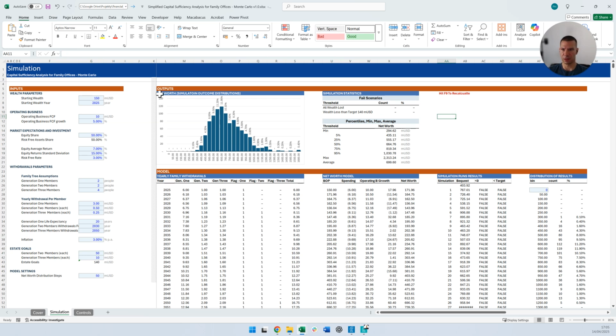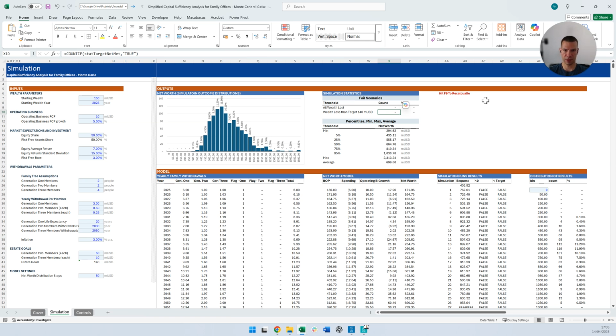You can see the main output being the distribution of wealth within certain wealth buckets. You can see the simulation statistics, which actually says that in this particular case there was no scenario in which all the wealth would be lost, and no scenario in which a target of 140 million in this specific case would not be met. I can hit F9 to do the recalculation.